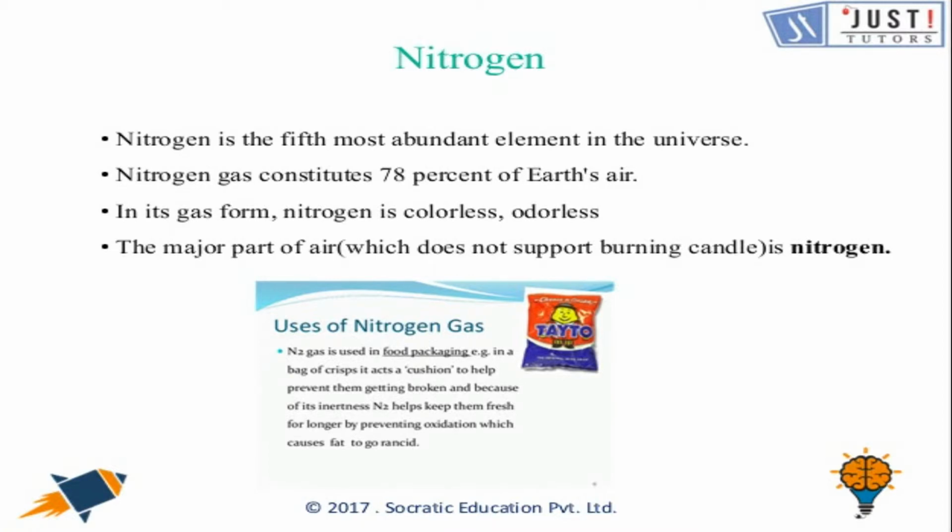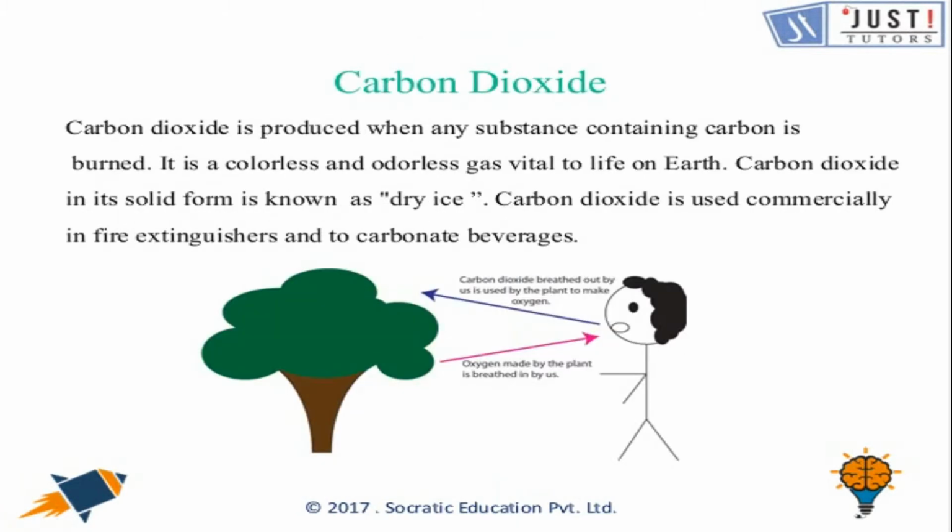Now let's move forward towards the next important gas, which is carbon dioxide. So talking about carbon dioxide gas, this is the gas which plants use for making their food, for the process of photosynthesis, and this gas is produced when any substance containing carbon is burned.